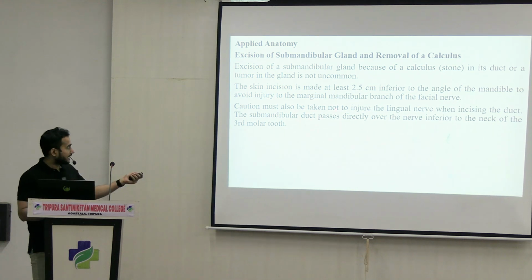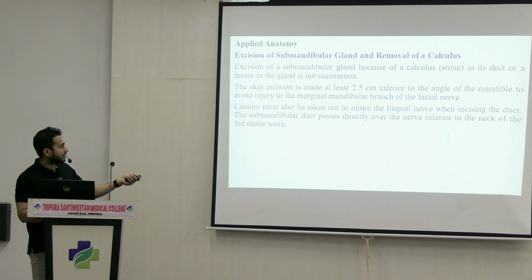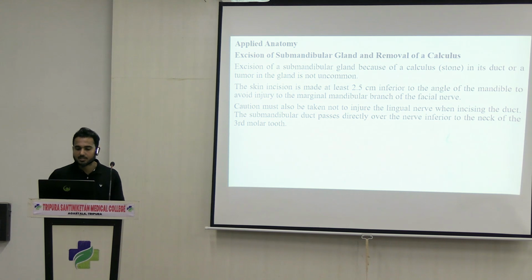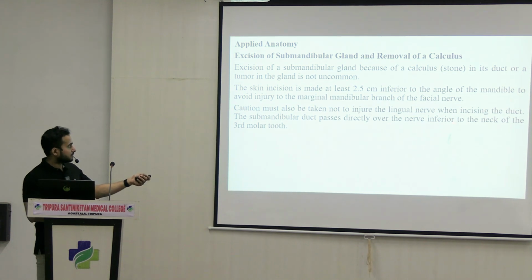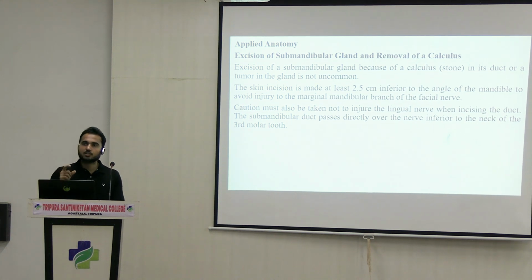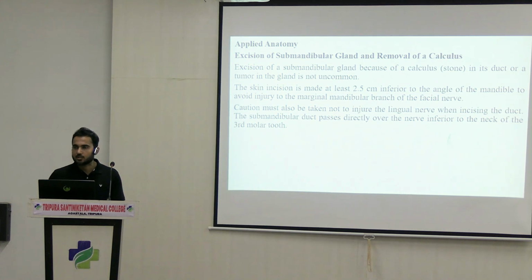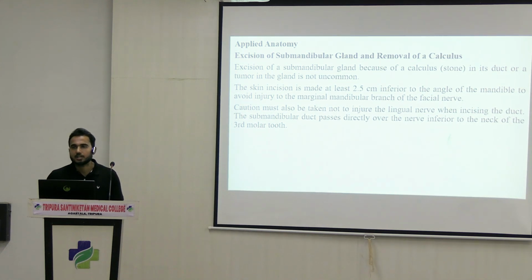Now caution must be taken that there should not be any damage to the lingual nerve while taking the incision or while incising the duct. Why? Because the submandibular duct passes directly over the nerve. As you can see, the duct passes directly over the nerve inferior to the neck of the third molar tooth. So this is the relation of the lingual nerve with the duct of the gland. Whenever the incision is taken, whenever the gland is removed, care should be taken, or else there will be damage to the lingual nerve.